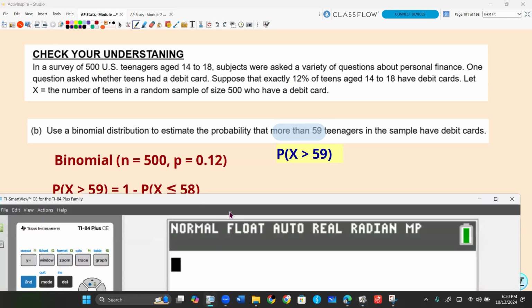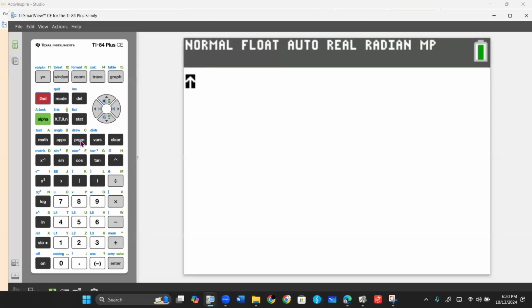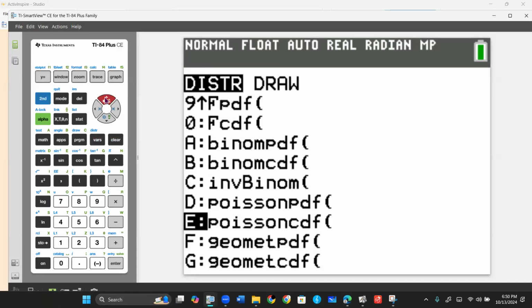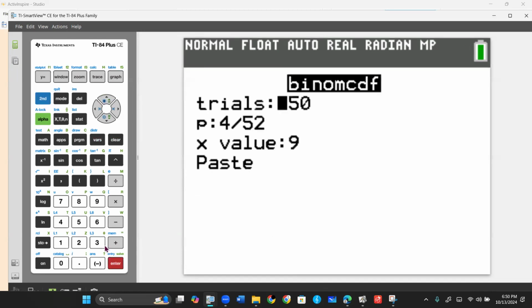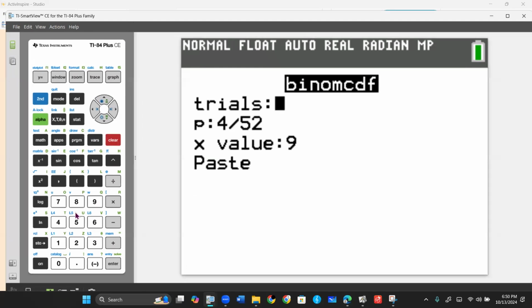This is going to be a binomial CDF, second vars, binom CDF. We have, how many trials is that? That is going to be 500. Ooh, that's a lot of trials. 500 trials. And our probability is 0.12. And we're going to put 58. Remember, it's going to count 58, 57, 56, all the way down to zero and add them together.